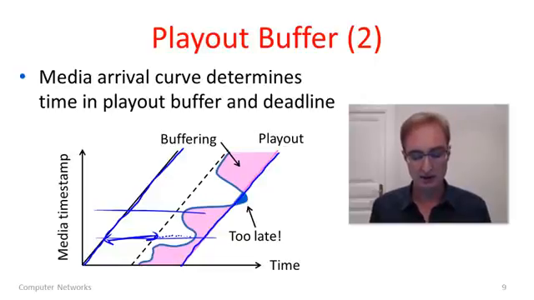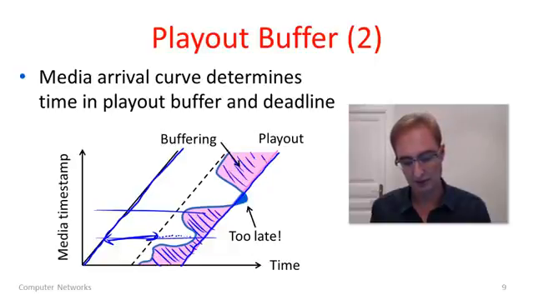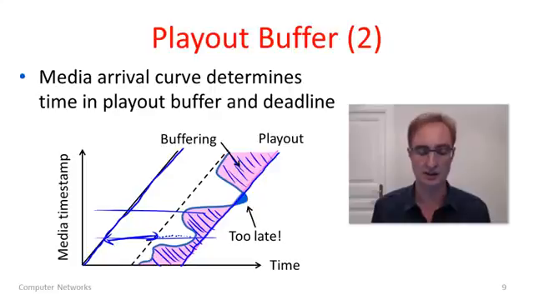Now what this means is that the pink area in here really represents how long samples stay in the buffer. That's its purpose. The buffer ought to handle that variation, and so if you get there early, you spend a longer time in the buffer. We can also see there's a deadline.